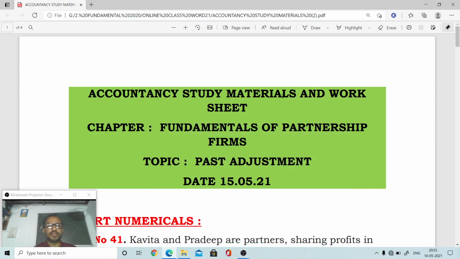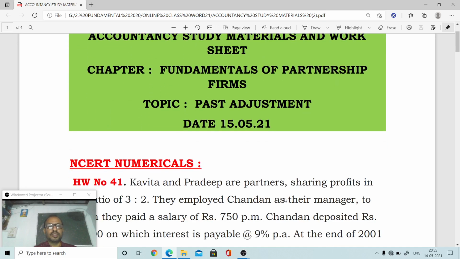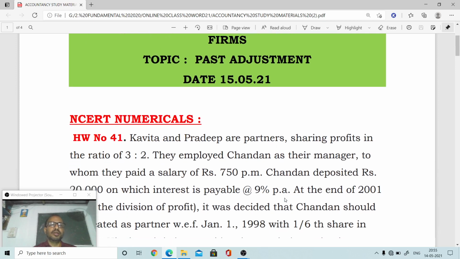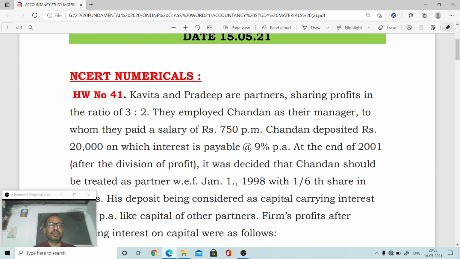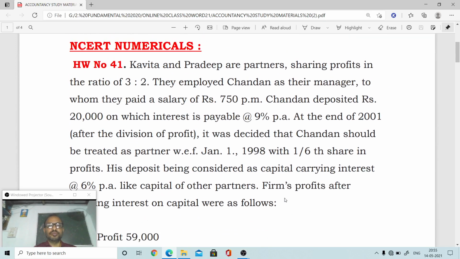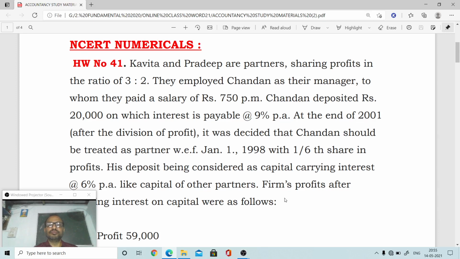Today we are going to consider the last few problems from the chapter Fundamentals of Partnership, and the topic is past adjustment. In the last class we had completed up to number 40. Now today it is 41 onward: 41, 42, 43. 41 is a similar type of problem, so this is considered a home assignment. The learners are requested to do this sum at home.